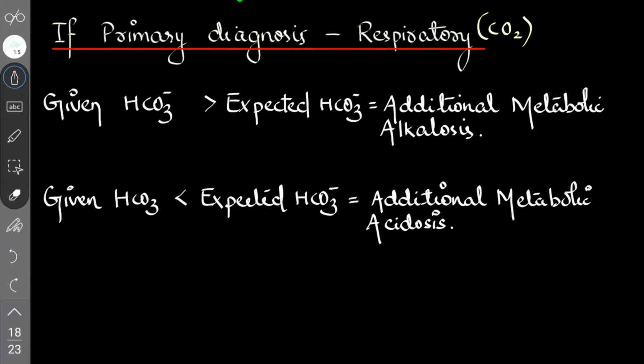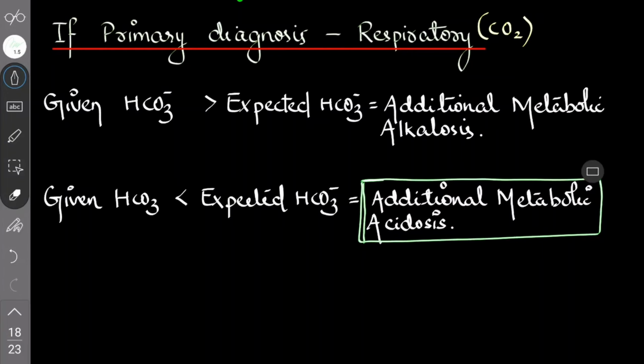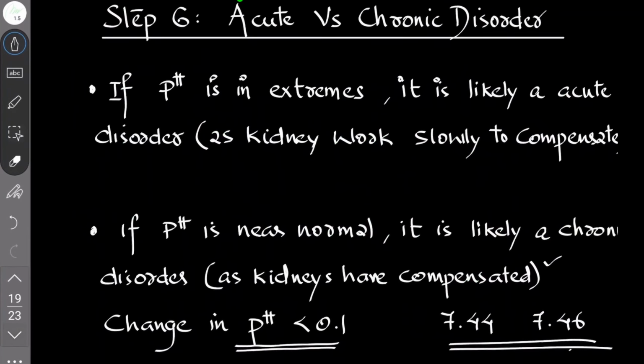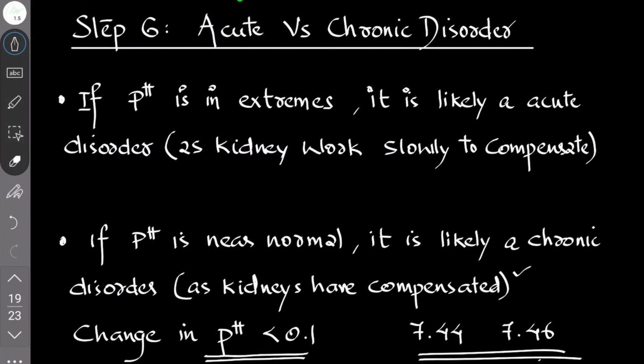But if the given bicarbonate is less, so compensation is not proper, which means more towards acidic form, that is, it's an additional metabolic acidosis. Okay. Next is acute and chronic disorders.